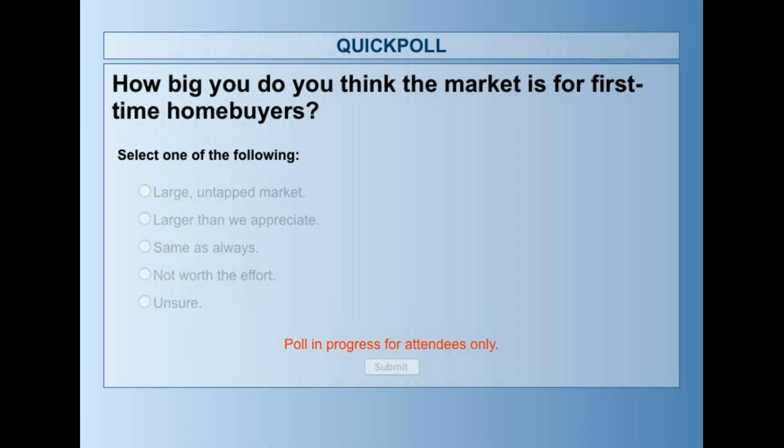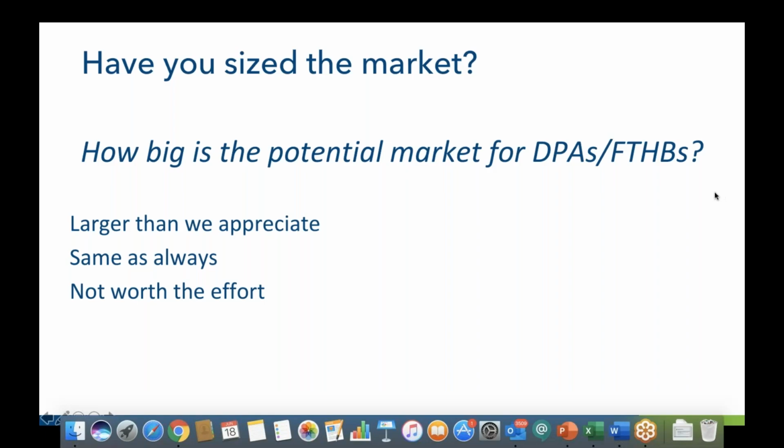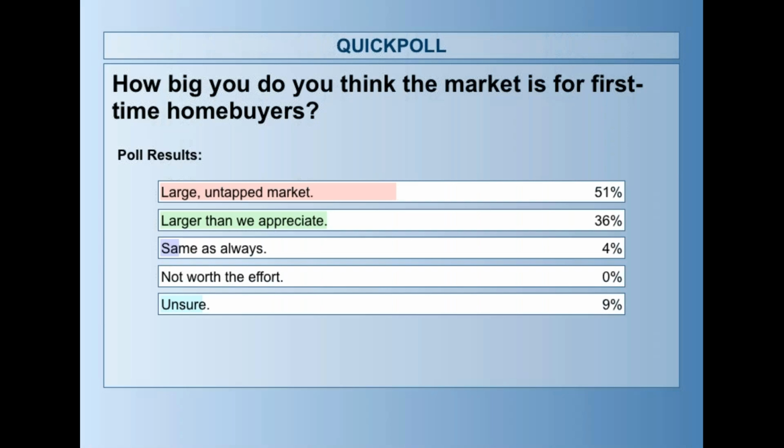All right, I'm going to close this out. And here we go. So a lot of you think there is a large untapped market. A lot of you think it's larger than we even appreciate or understand or have detected so far. Some of you think same as always, and that's understandable. You know, we're at what, 40% of sales are first-time home buyers, whatever the number is this quarter, this month, this year. That looks like the standard for the last few years. So it makes sense, right?